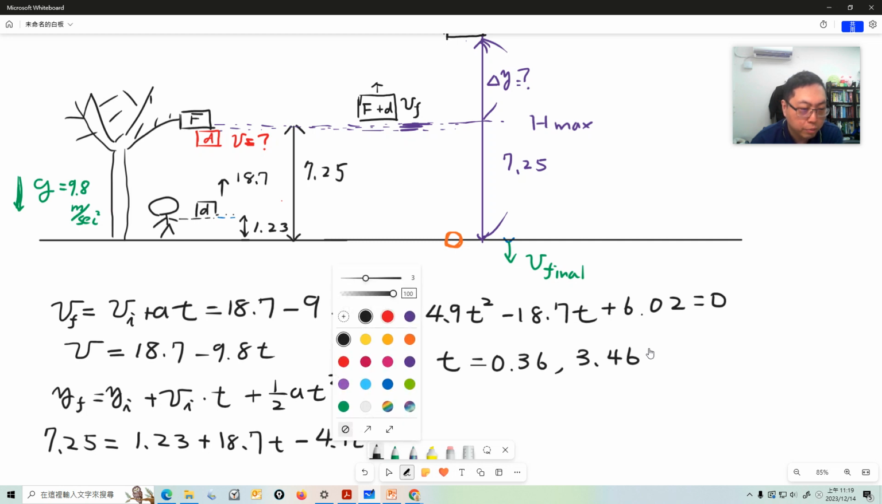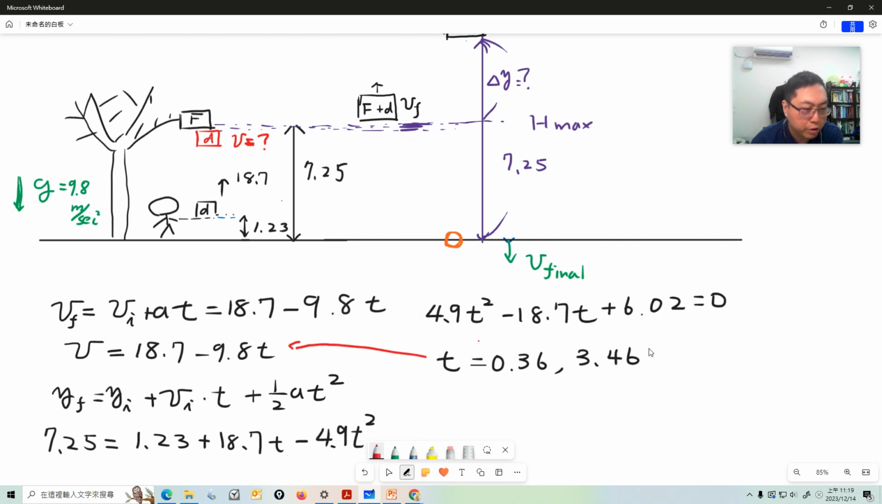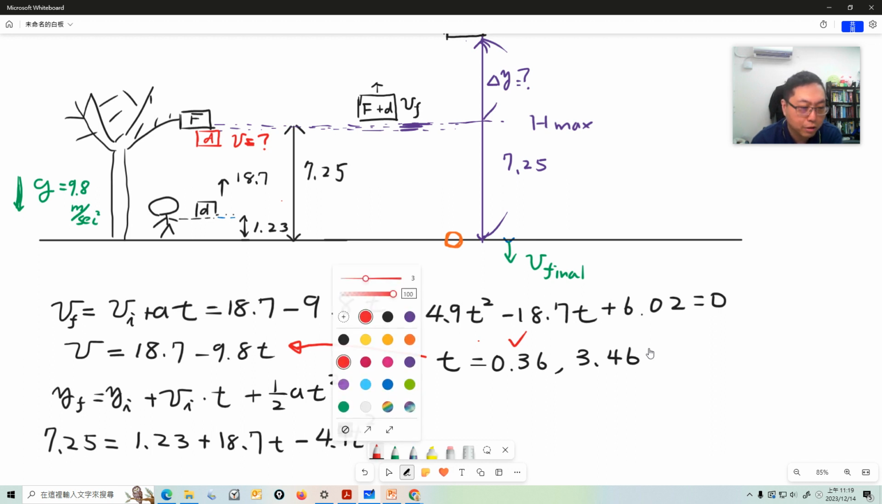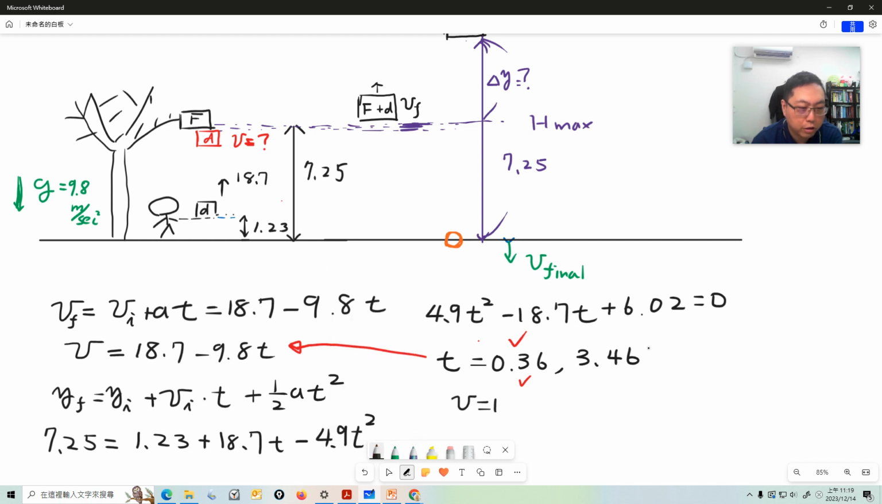So you put this t back into this equation, and you will find this is reasonable, because with 3.46 it will become negative, and the negative means pointing down. That doesn't look reasonable. So this 0.36 is reasonable. So our V is 18.7 minus 9.8 times 0.36.